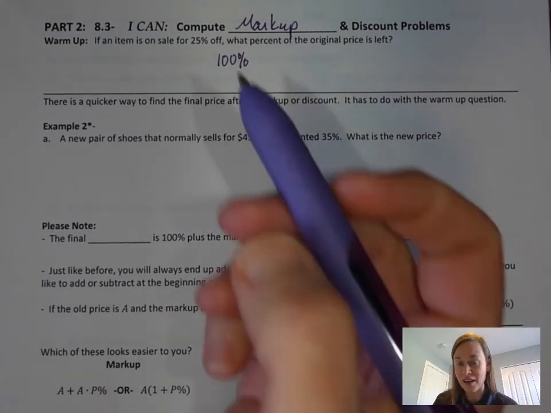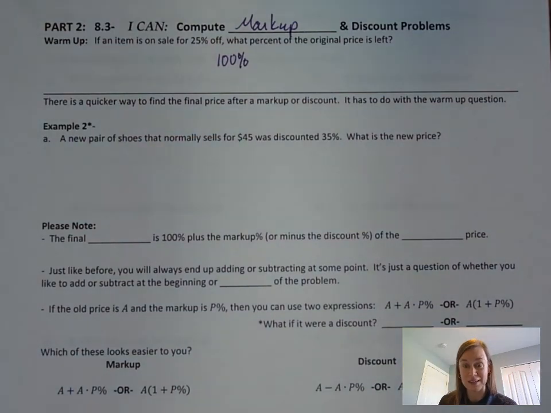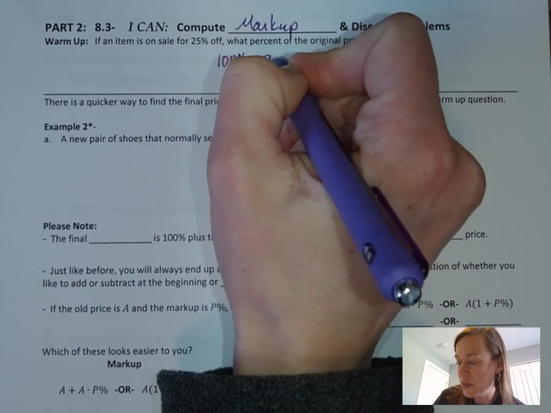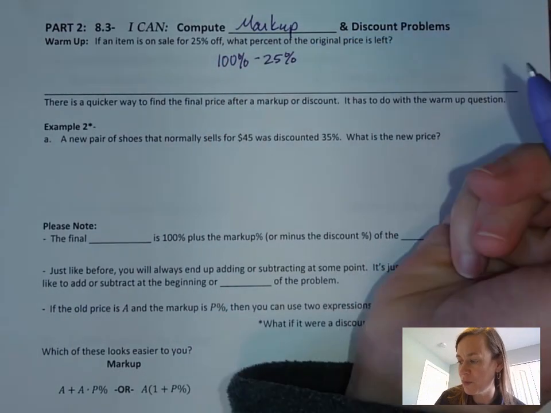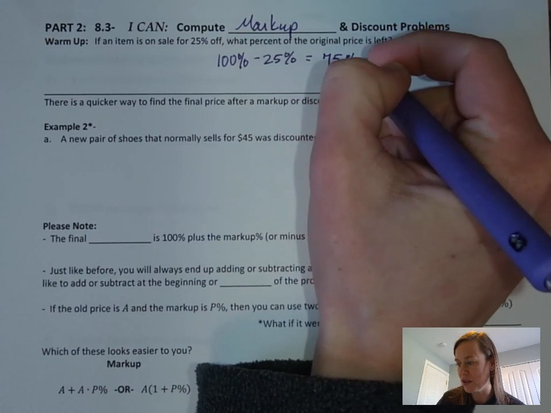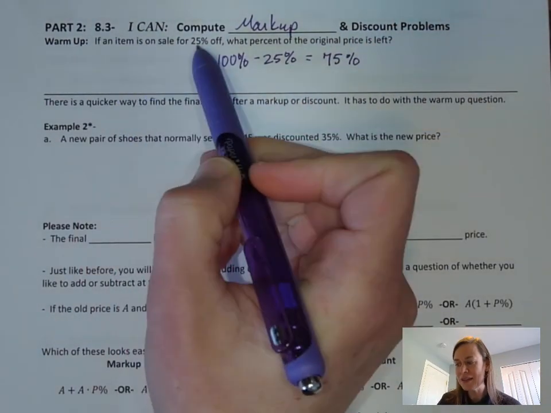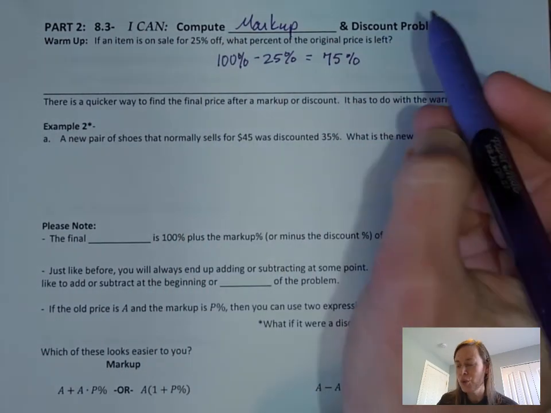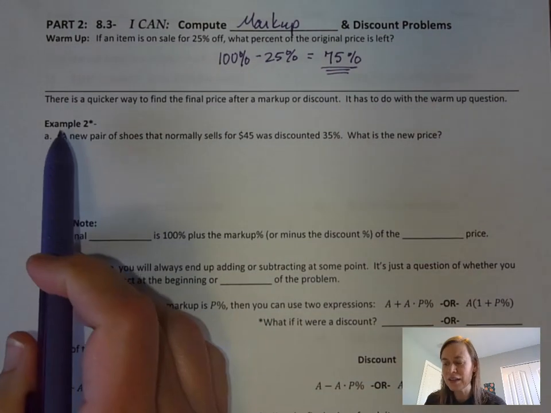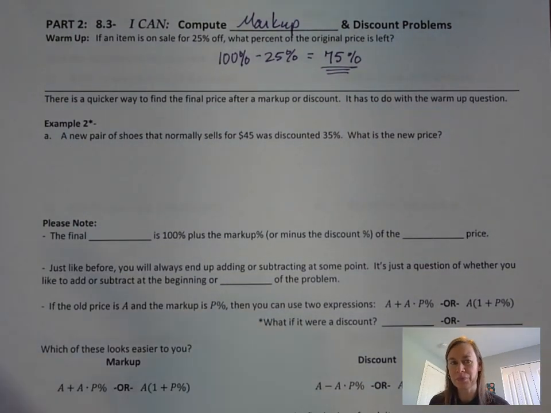So you always start off with 100%. And if you're taking off, like on a sale, you're going to be subtracting some, right? So if we're taking off 25% of that, you would subtract that 25% from the 100%, and you'd be left with 75% of that original price. So when an item is on sale for 25% off, you are left with 75% of that original price. And that can be really useful for us. Let's go ahead and look at example number 2.